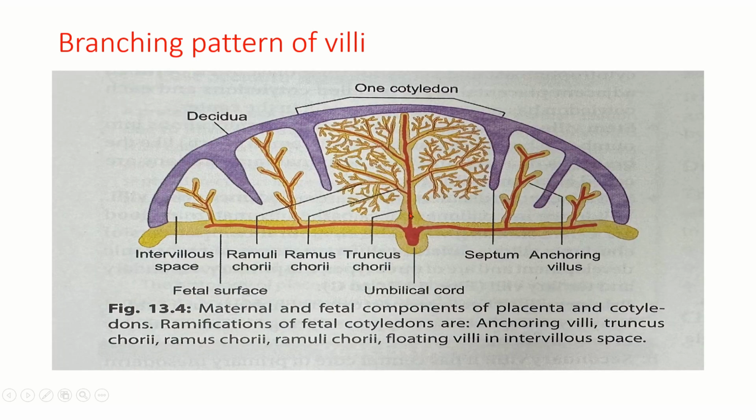You can see here, this is the truncus chorii, and it branches into rami chorii, and further branching results in ramuli chorii, and these are the actual chorionic villi. And this is the anchoring villus, and these are the floating villi.